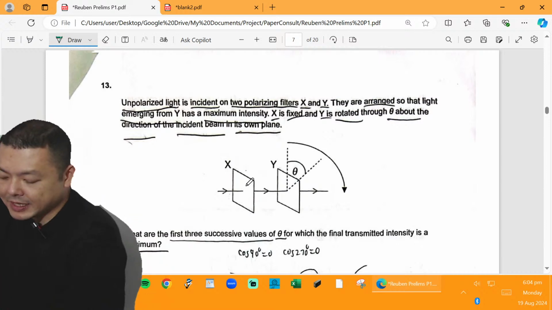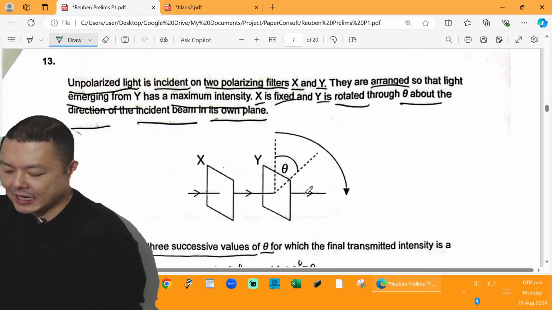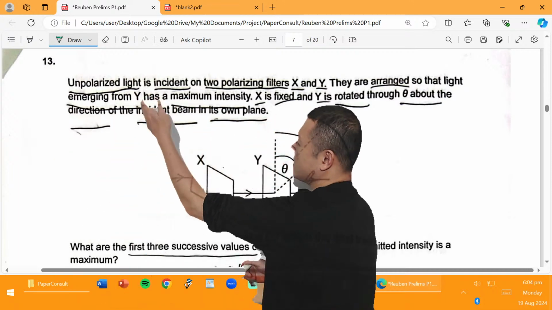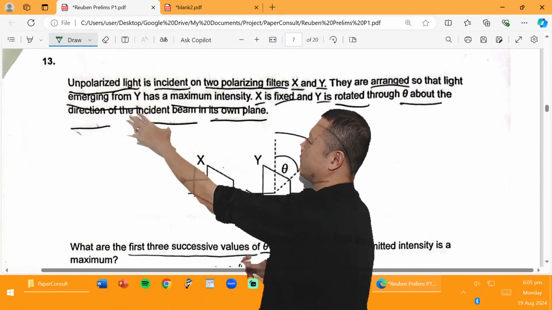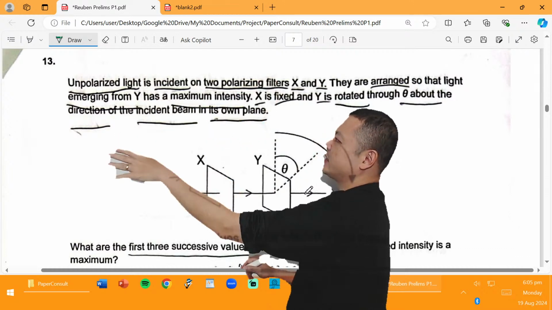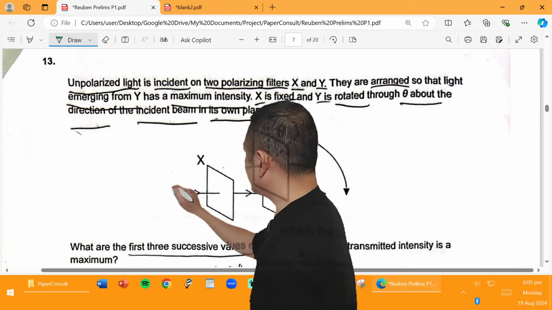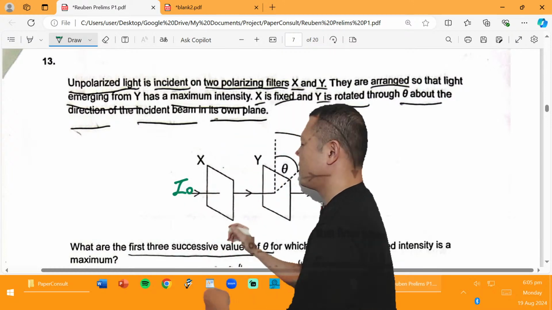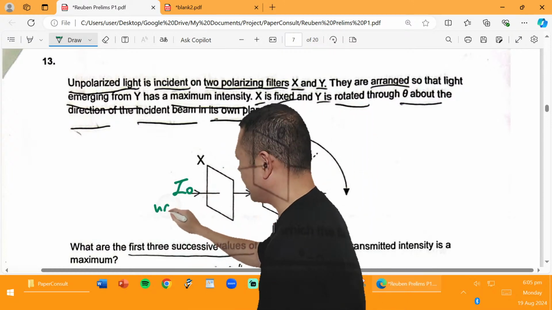13. So they did indicate that the first light is unpolarized. So the first part of the question already sets the tone, so read the question carefully. This unpolarized light, which means that this I naught here, the intensity here, is for unpolarized light.